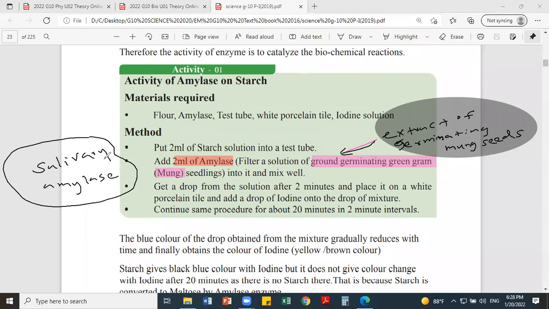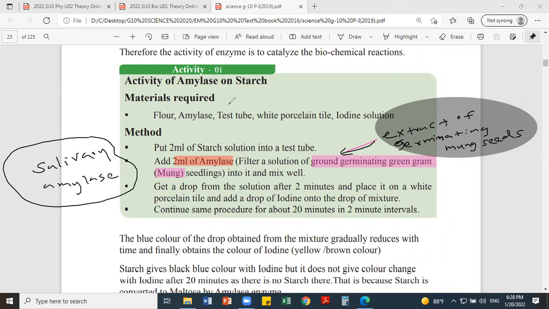But without COVID-19, if there's no pandemic situation like this, then you can go for this also. Salivary amylase also can be used as a substitute, right? Remember, amylase enzyme is available in your school laboratory. No need to use extract of germinated mung seeds or salivary amylase. If it is not available, then you can go for one of these, right?